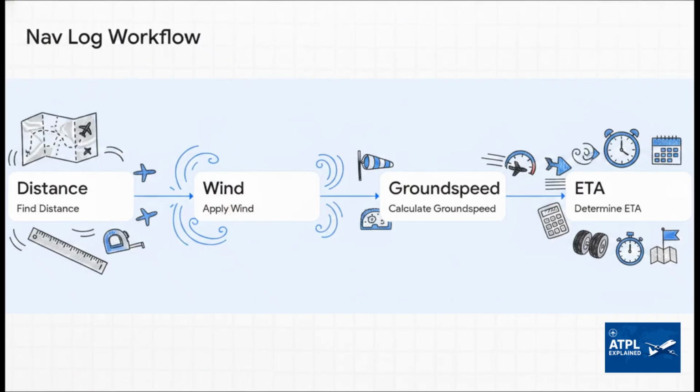The absolute crucial point here is following these chronological steps. Step 1, find your distance. Step 2, apply the wind. Step 3, calculate ground speed. And Step 4, determine your ETA.